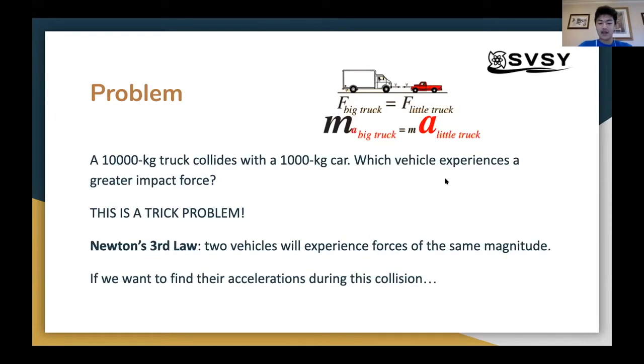Because if they're asking something about accelerations, we know that since they have the same force, we have F big truck equals F car or something like that. And since the truck has a much greater mass than the car, in order for the forces to be the same, the acceleration for the little car will be much greater than the acceleration for the truck. So applying Newton's second law, we can understand how acceleration is related to force in this case.